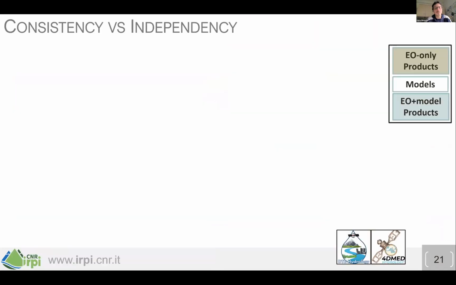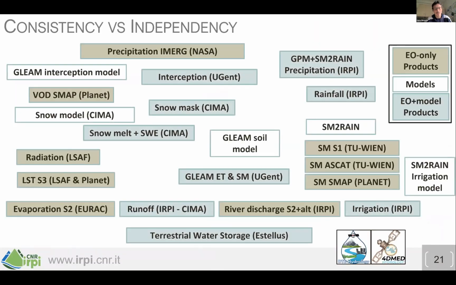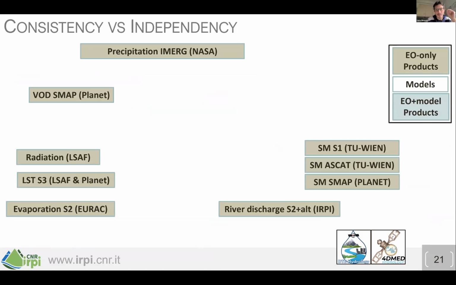Consistency versus independency. This is a quite complex diagram, and it is complex on purpose, because in one of the projects with the European Space Agency, we developed different data sets for precipitation, vegetation optical depth, radiation, evaporation, river discharge, soil moisture. And these products in brown are based only on one satellite sensor, and it's okay, so all of them are independent.